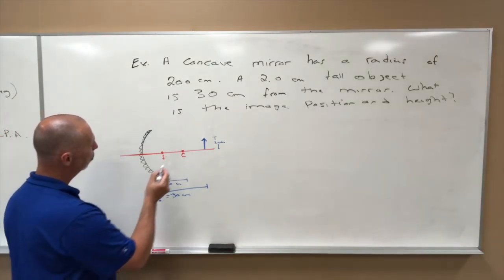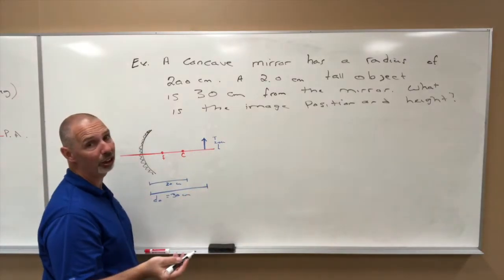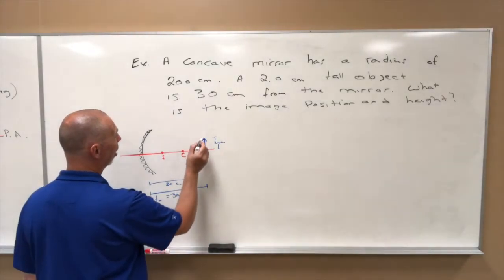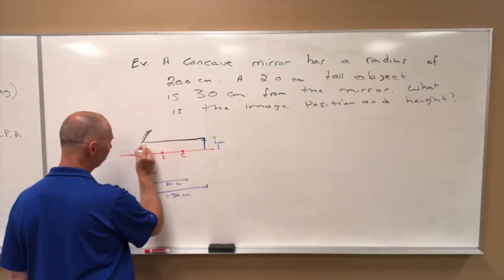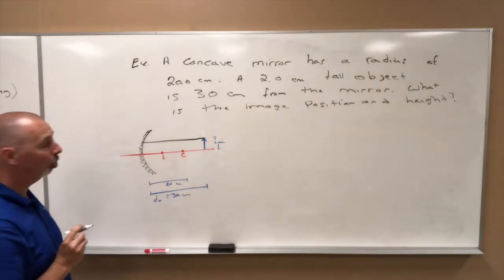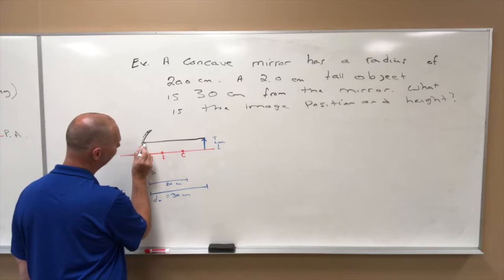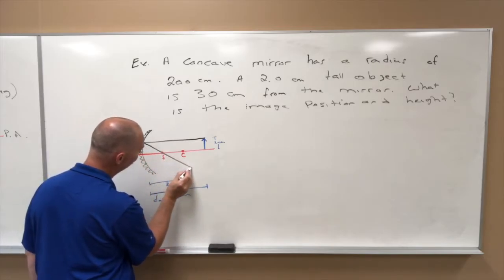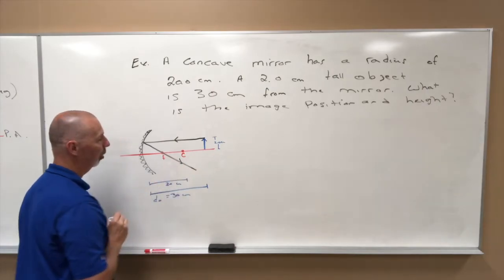I'm going to start by drawing a ray from the tip of my object, and it doesn't matter what the object is, arrows are nice and easy. I'm going to draw it here, and it's going to go to the mirror. So we're going to go parallel to the principal axis. Rays that are parallel to the principal axis get reflected through the focal point. Okay, so it's going that way and that way.